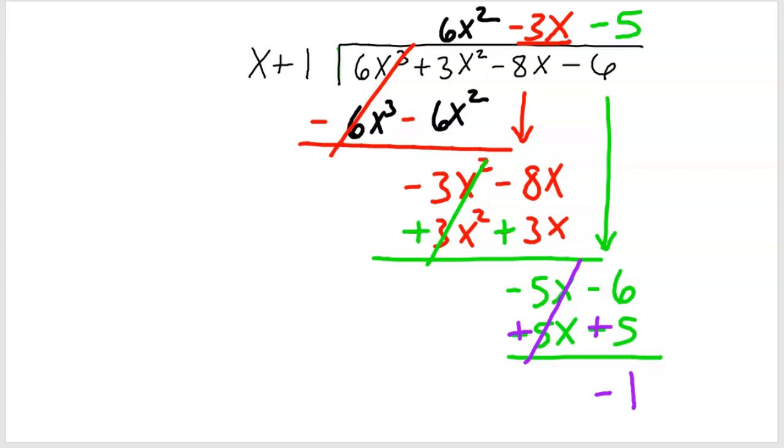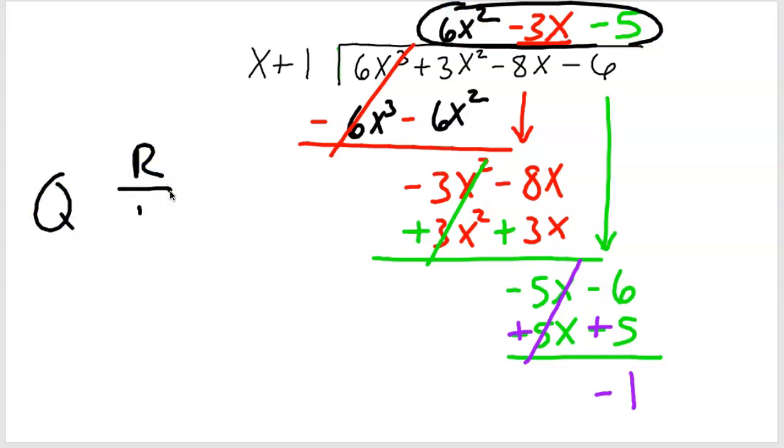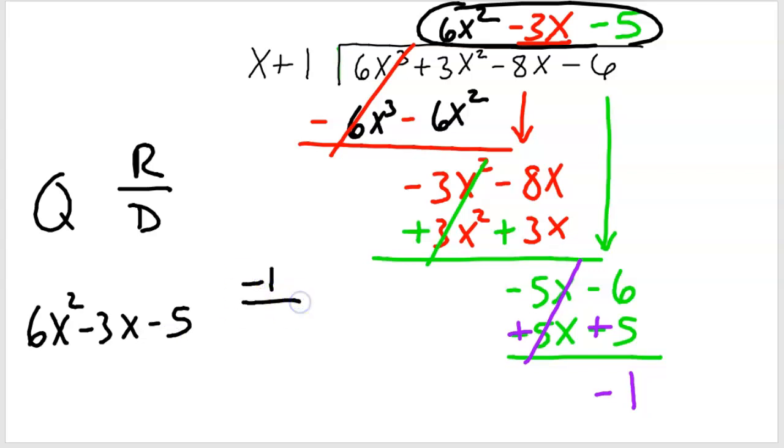Now, how do we write our answer out? Well, the same way we did on the other regular long division problem. You write your quotient first, and then you do your remainder over your divisor. So my quotient is 6x squared minus 3x minus 5. And then my remainder is negative 1. And my divisor is x plus 1.